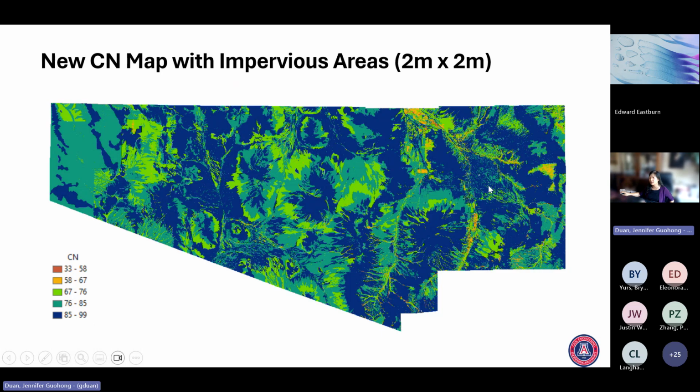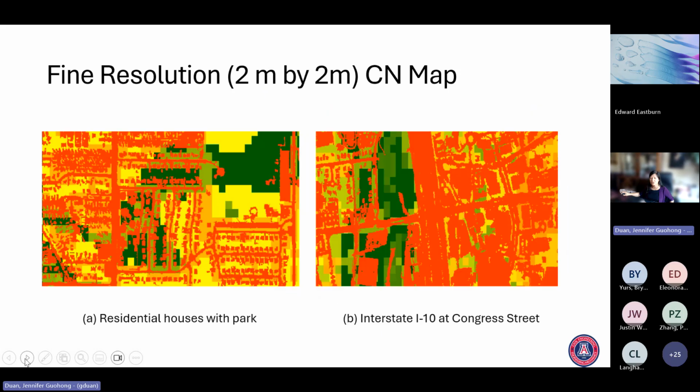These are our urban areas. But I'm going to just show you two pictures. One is a residential area. You see those are single houses. So each rooftop has multiple 2-meter by 2-meter tiles, cells. These 2-meter by 2-meter cells show a 98 curve number. And then you're going to see this, it is a park.